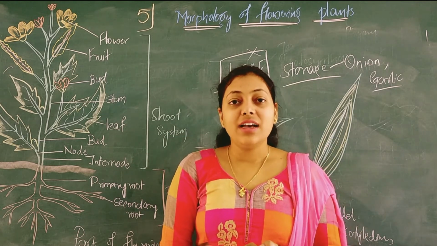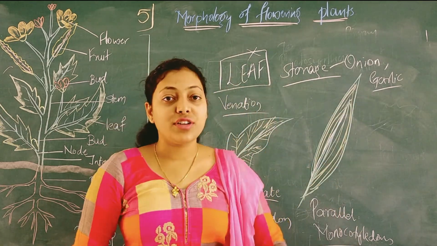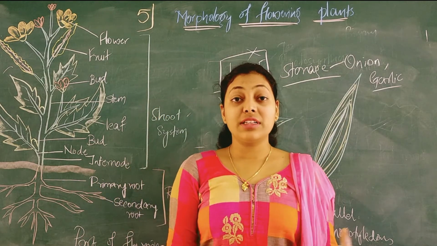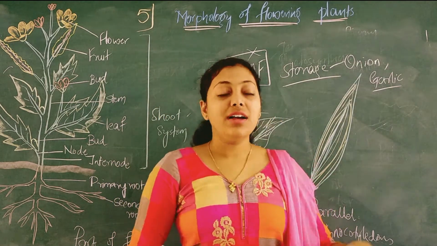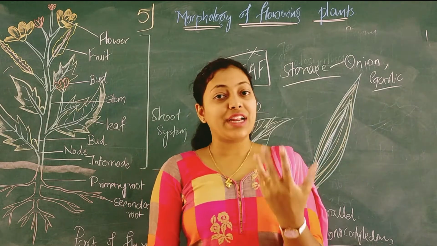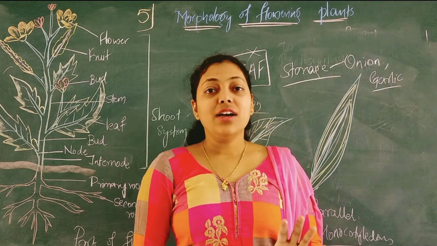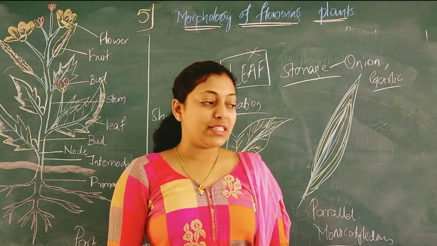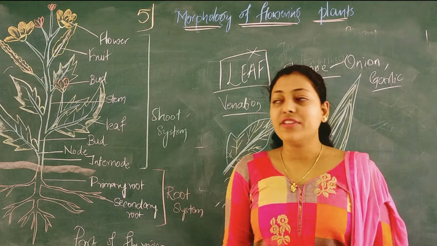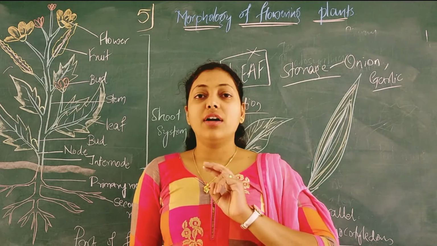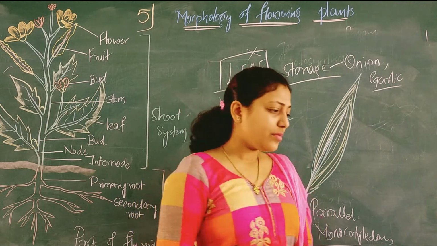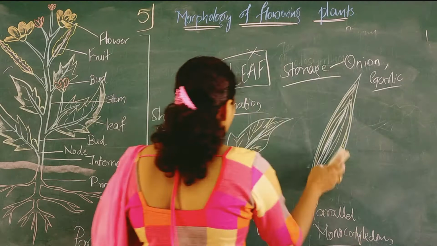Is it clear? So here we see an alternate function from preparation of food, that is storage of food. We can take the example of garlic and onion. Is it clear? So this is about leaves which we can see. After this, we have different types of leaves. I'll just erase this.